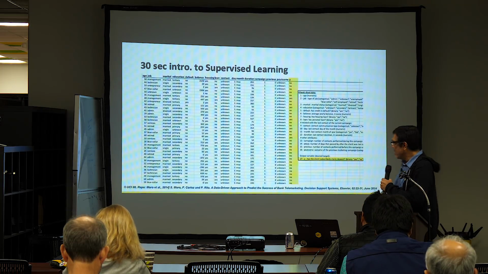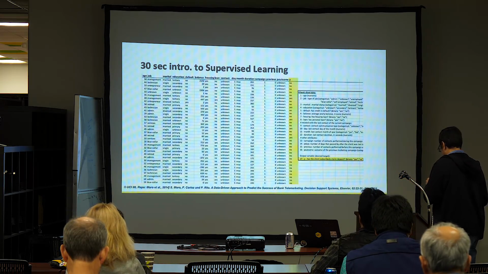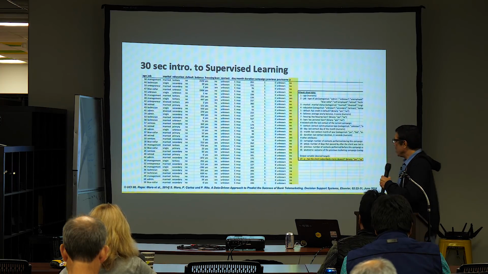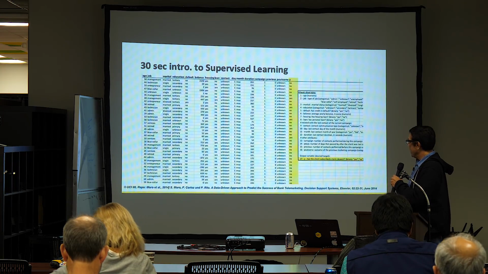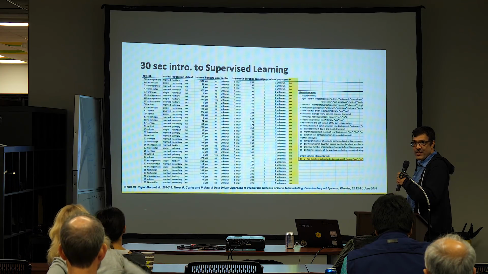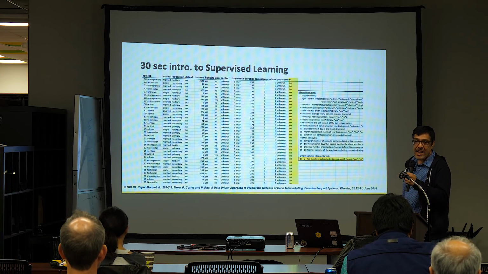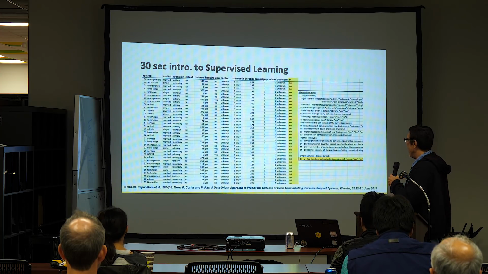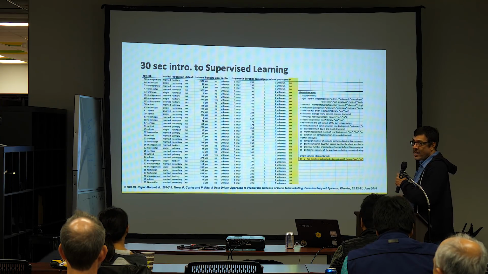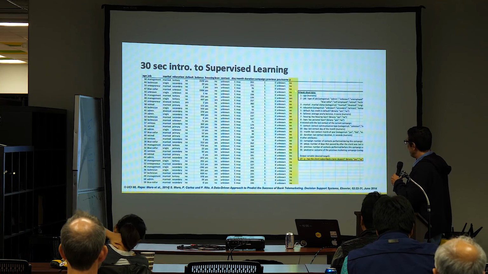So, I want to give a 30-second intro to supervised learning. So what is supervised learning? Basically, you have a bunch of data, right? This is a data set from the UCI Machine Learning Repository, called Portuguese Bank Marketing Data. It's got data on marketing campaigns, and then at the very end, you have a column. This is from historical data. And you see a yes or no column here.